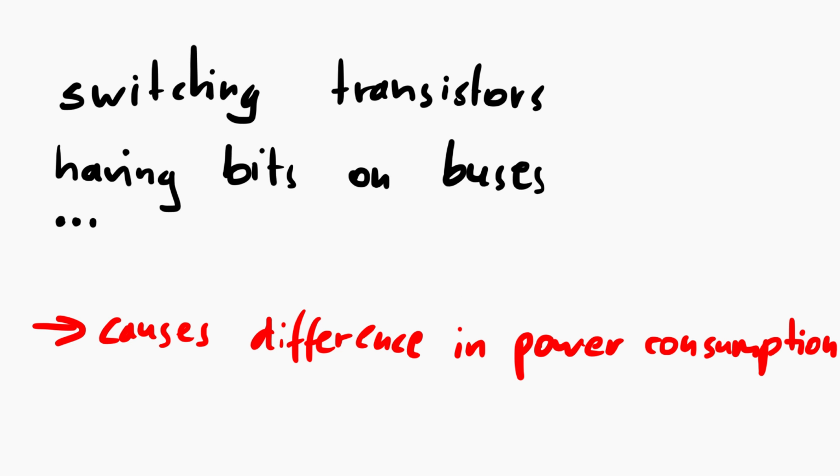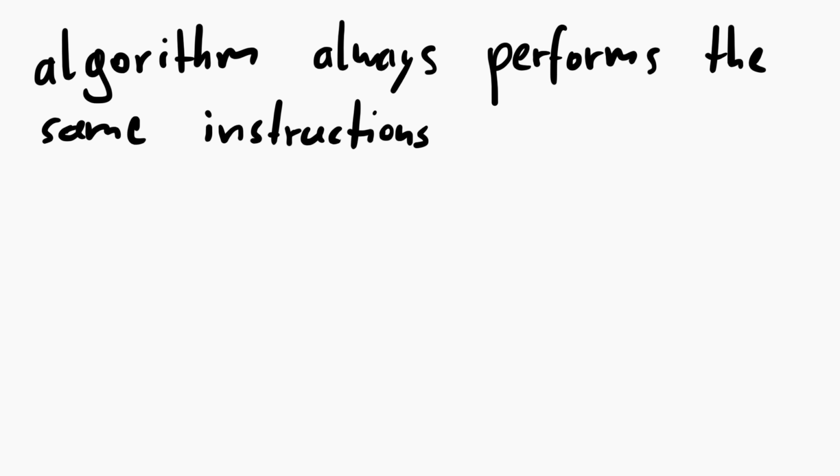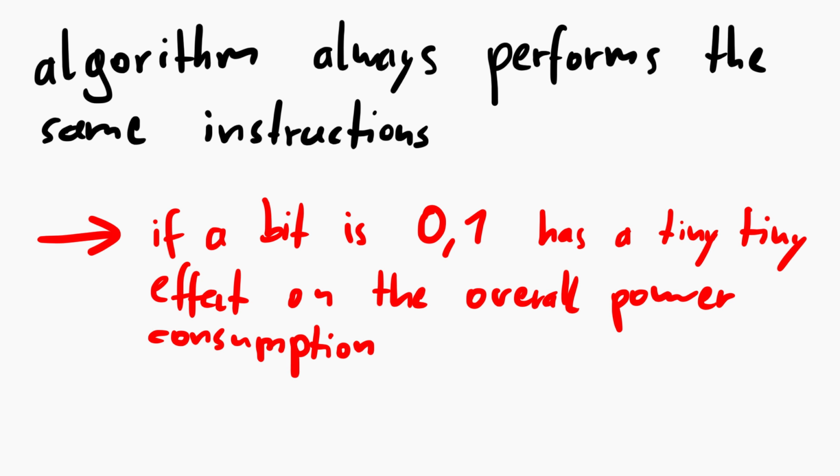The power consumption directly comes from the single bits, the transistors. So even if the algorithm performs the same operations independent from the private key bits, those bits could still cause a very, very tiny different power consumption. This sounds even more crazy than the simple RSA example because these bit changes are so small.